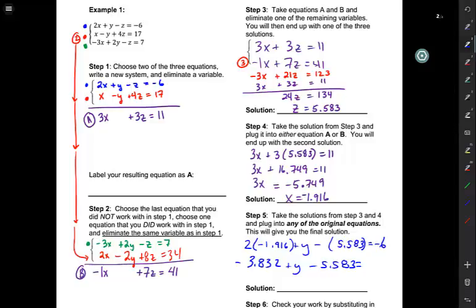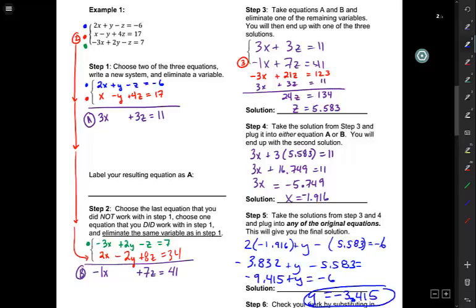5.583. Do you get 9.415? So we add that to negative 6. And so I get y equals negative 3.415.